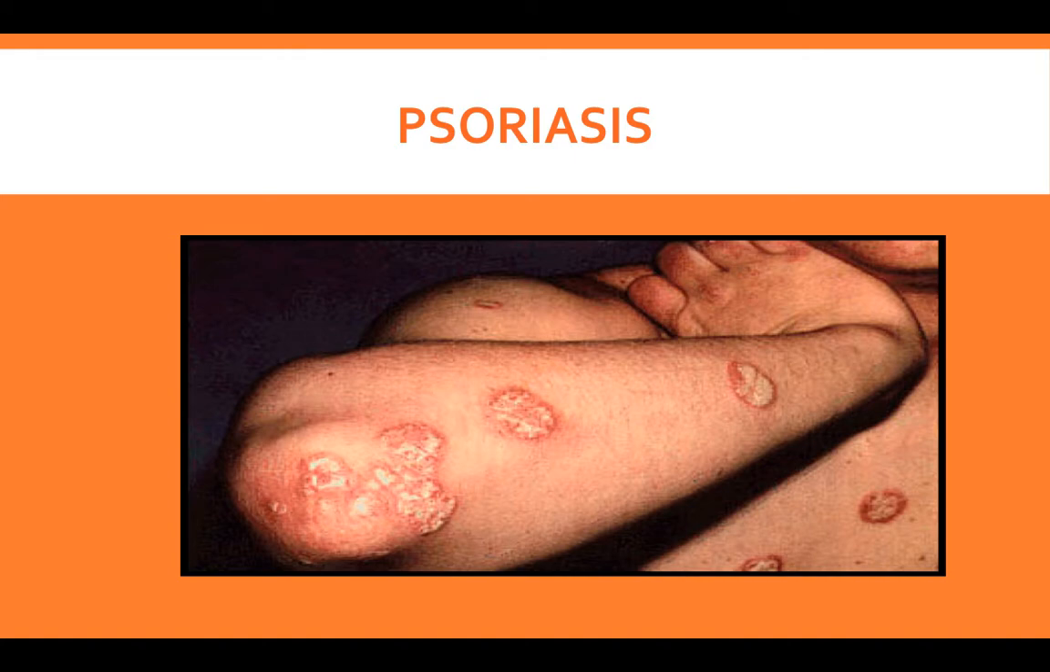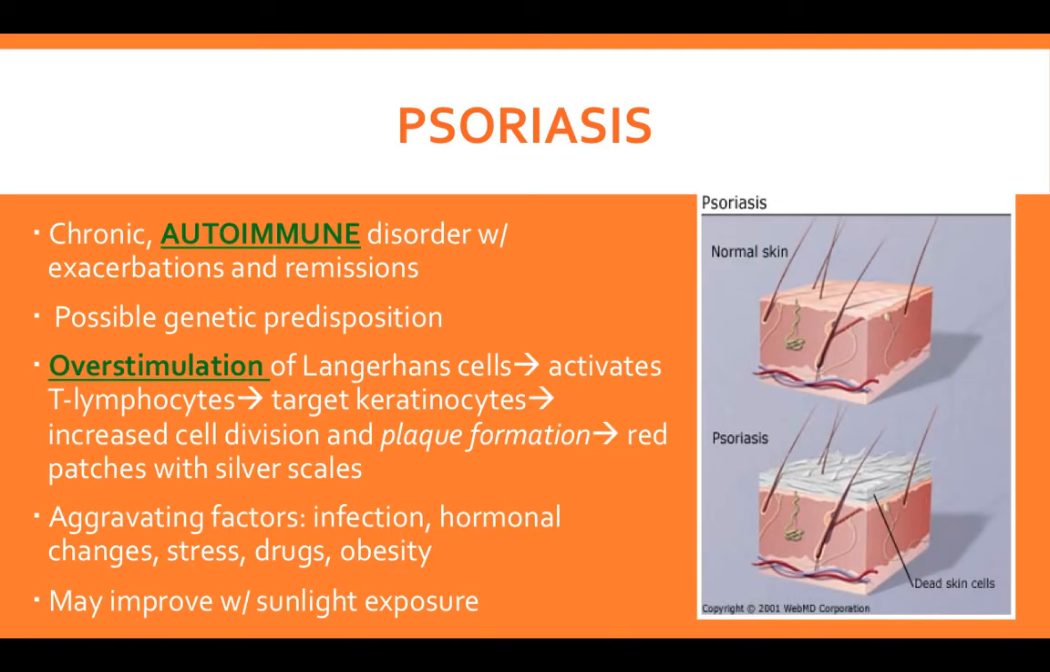Okay, psoriasis. You see these thick red patches covered with scaly, silvery scales on usually the scalp, elbows, trunk, knees, and limbs. Borders are sharply defined. It is an autoimmune disorder. You have exacerbations and remission.